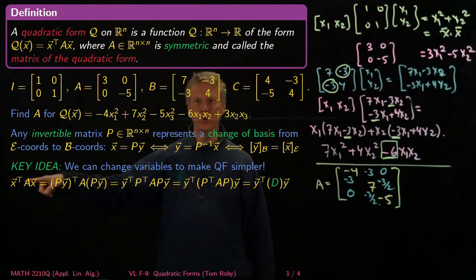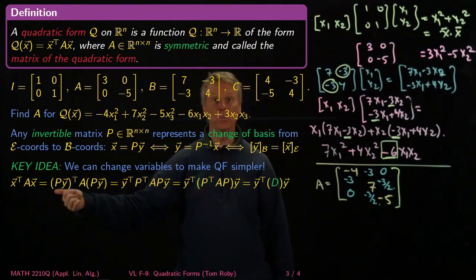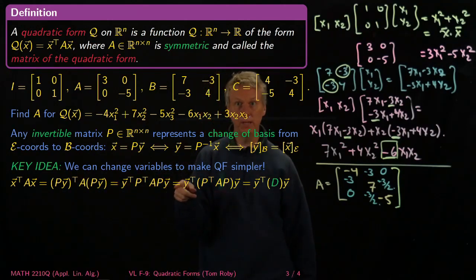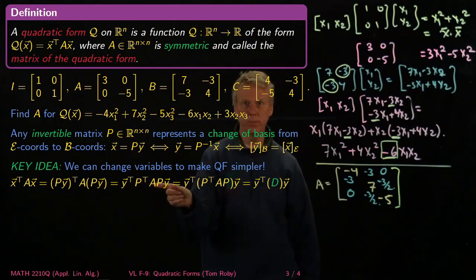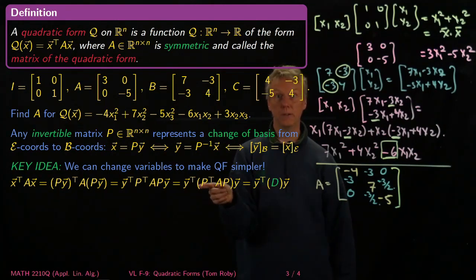Suppose we had a change of variables where x was Py. Well, then what would happen? X transpose Ax would become (Py) transpose A Py. Now, when you transpose a product, you take the product of the transposes in the opposite order. So this becomes y transpose P transpose A Py. Now group the P transpose AP together in the middle. And remember that if P is orthogonal, P transpose is the same thing as P inverse. Orthogonal matrices are the ones whose inverse is equal to their transpose. And so I have P transpose AP, and I can choose a P that makes this diagonal, D.